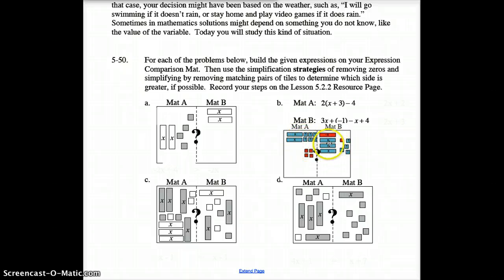On this side, I've got a negative x canceling a positive x, and I've got a negative 1 canceling a positive 1. So I'm left with 2x plus 3. Well, I've got 2x plus 2 over here, 2x plus 3 over here. The 2x's can cancel. So I've got 2 and 3. Truly, 2 of these could cancel 2 of these, so I'd have 1 equals 0, or 3 is greater than 2, whichever way you like to look at that.